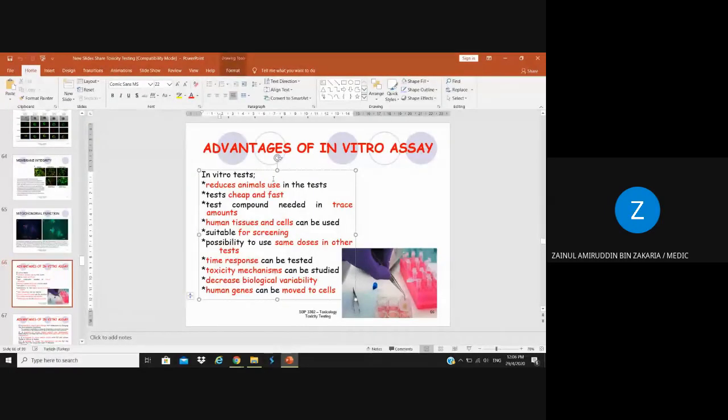Okay, advantages. We go to advantages. All right, advantages of in vitro assay. First, it reduces animal use, right, obviously. Then the test is cheap and fast.